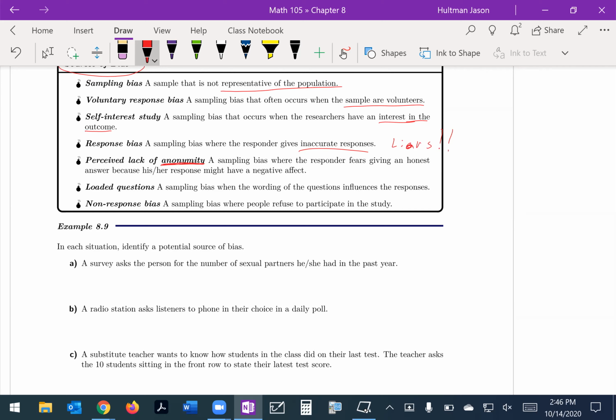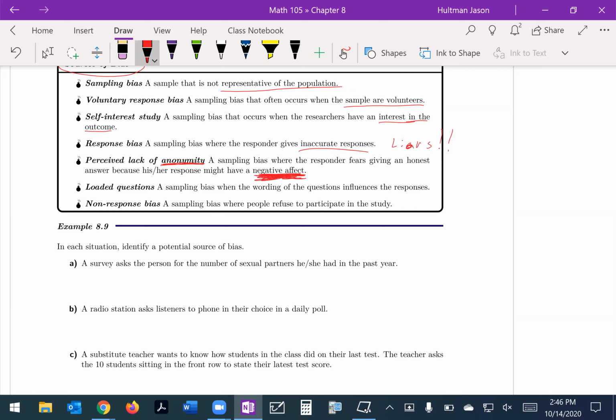Okay, so sampling bias where the responder fears giving an honest answer because his or her response might have a negative effect. Okay, that's every question that my wife asked me. I'm just kidding. There's the perceived lack of anonymity. I'm like, oh, okay. How do I answer this one?